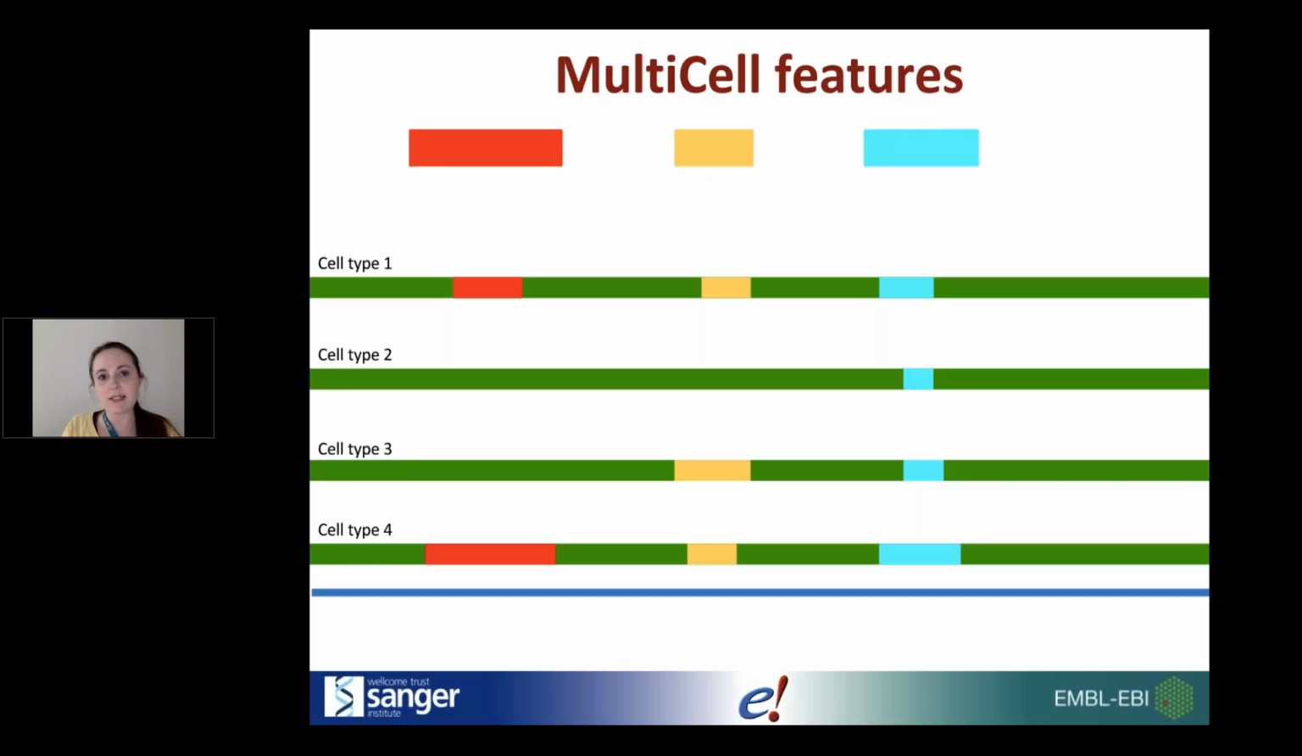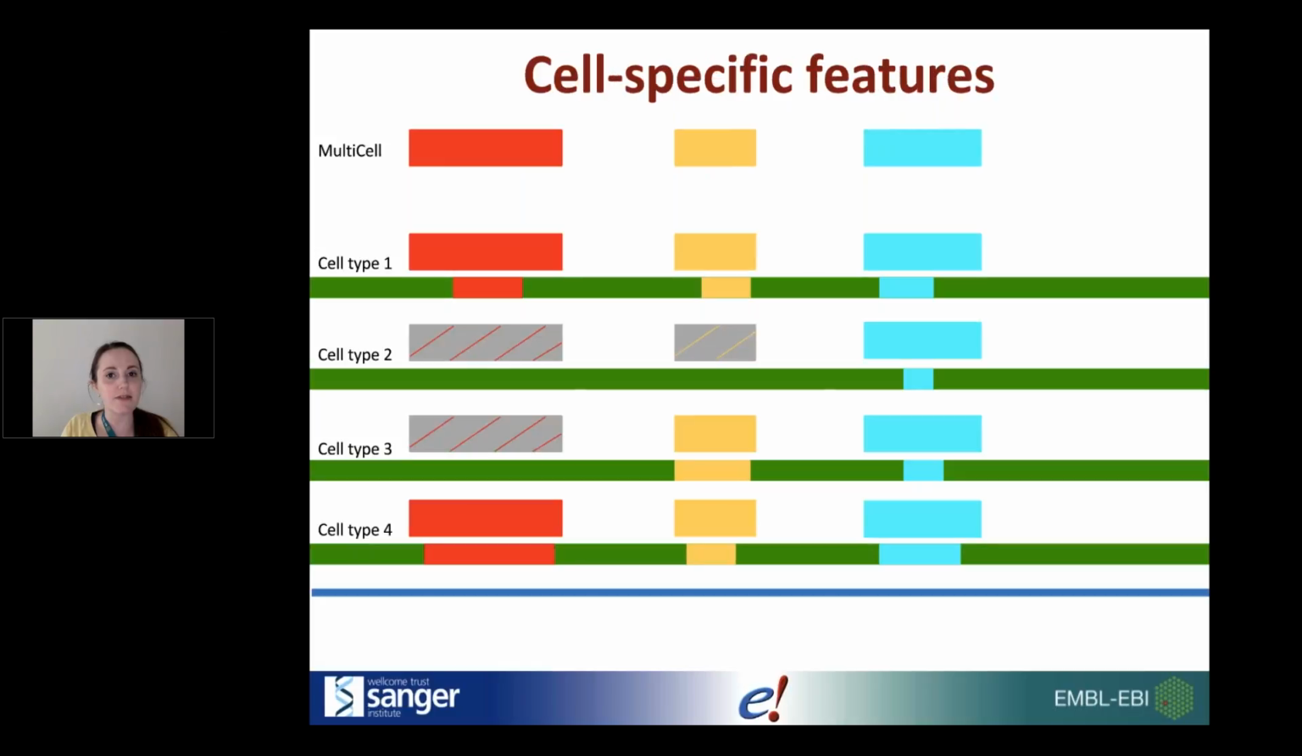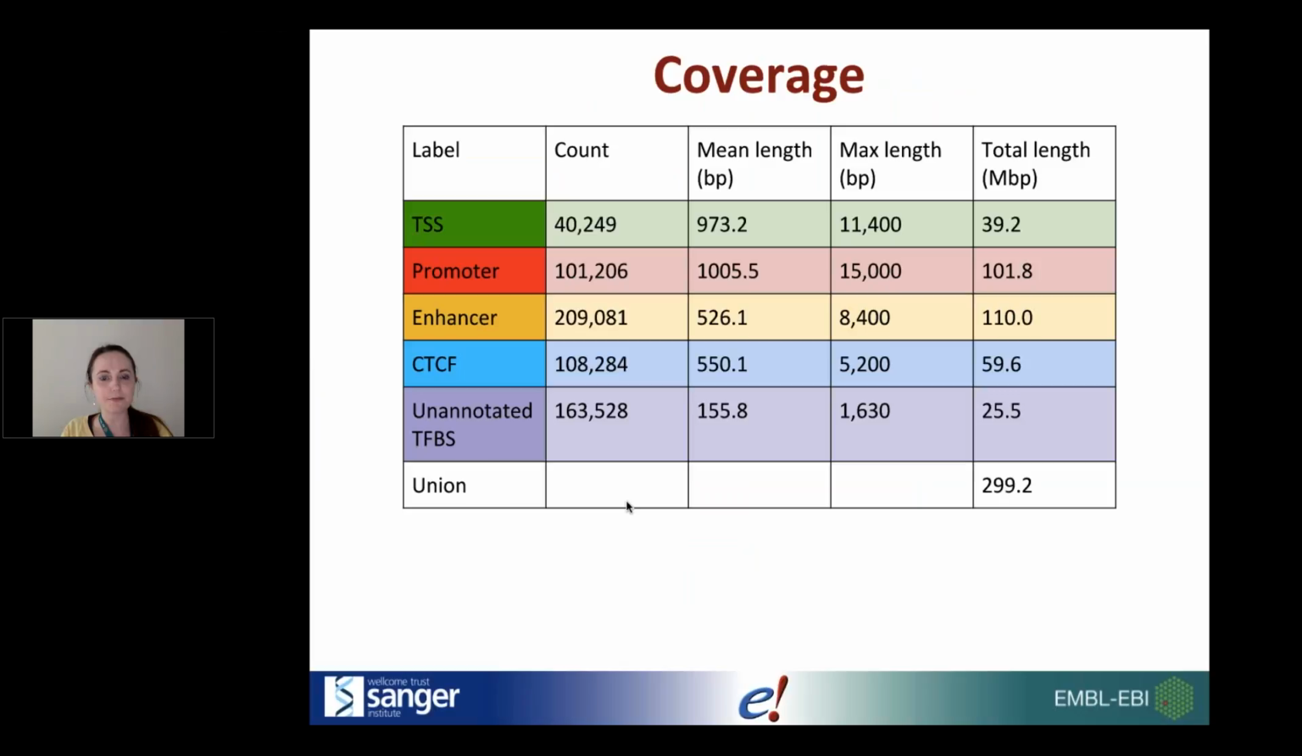Their activity is then predicted in the different cell types. So we'll say, okay, we have a promoter here. In cell type 1, we believe it's active, so we'll colour it in red. In cell type 2, we don't think it's active, so we'll colour it in grey with the sort of hashed red on it so we know that it's still referring to a promoter. Inactive in 3, active in 4. And this is what you'll see across the different cell types.